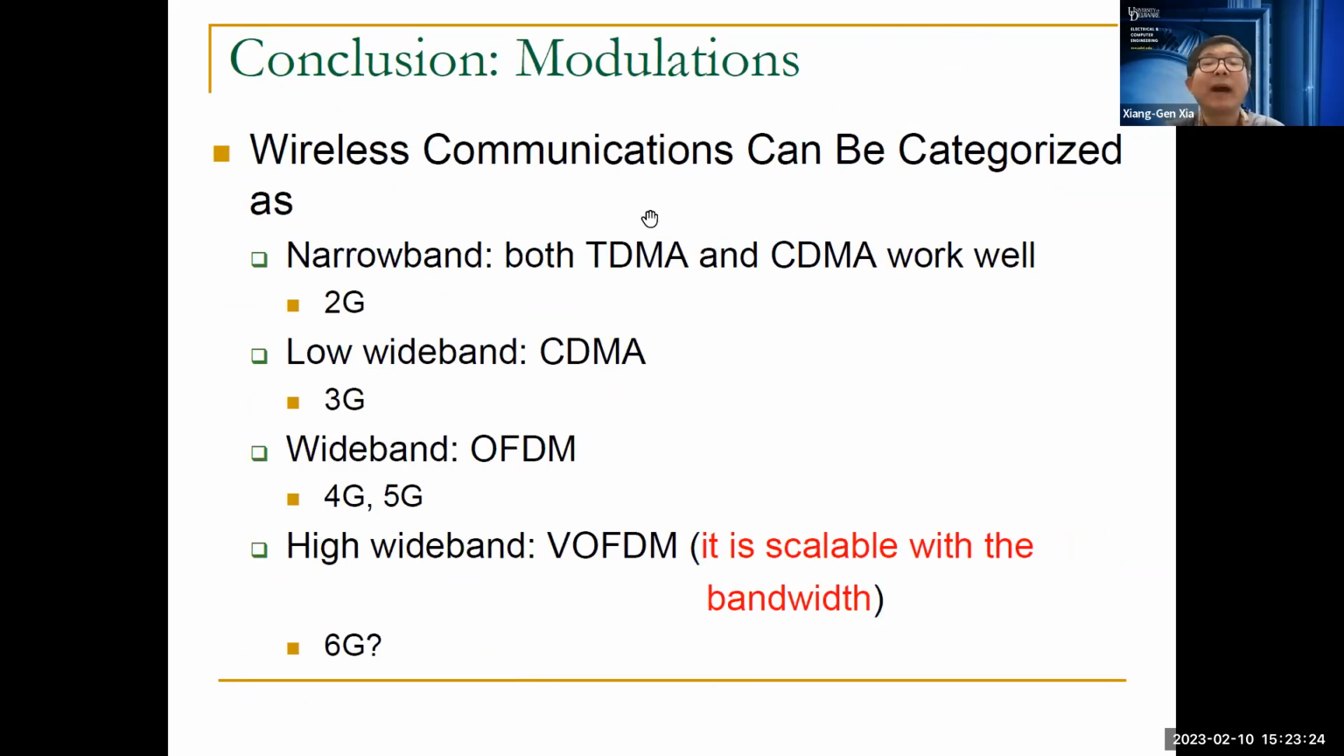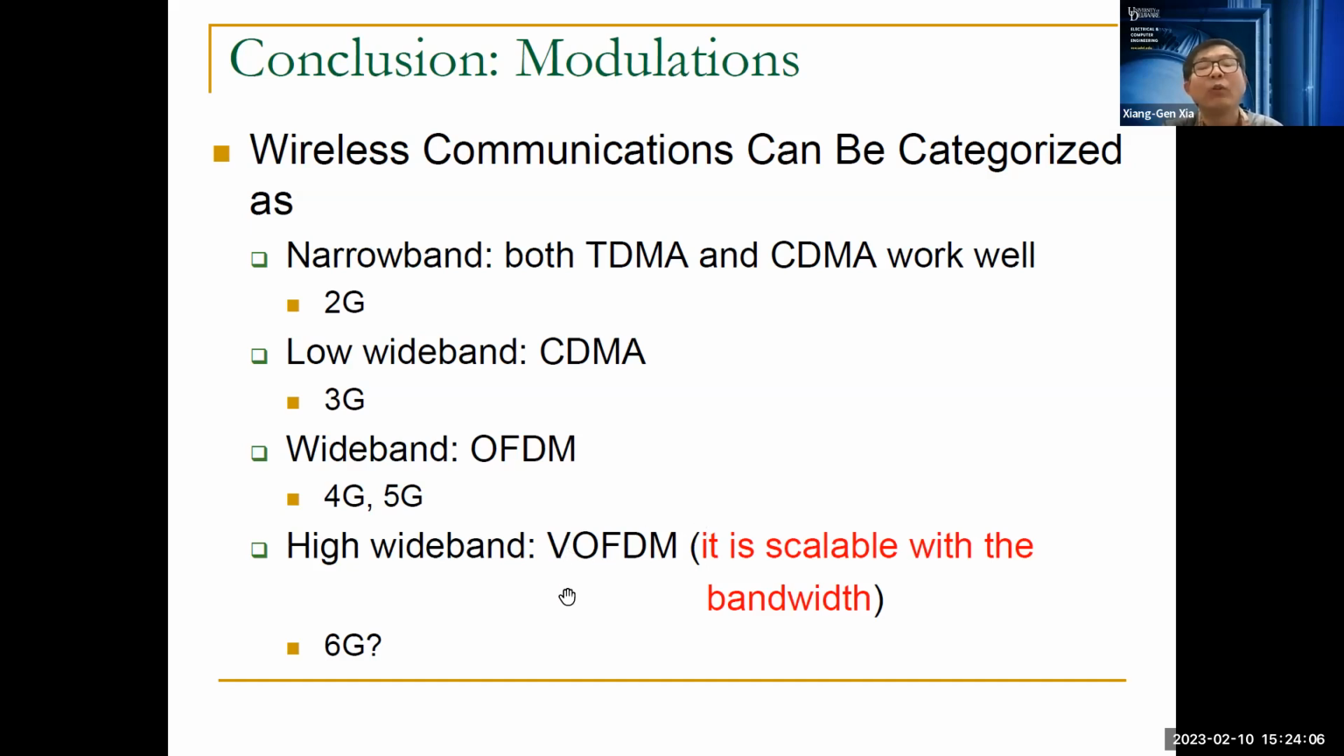In my opinion, wireless communications can be categorized into four cases. First is narrowband, like 2G, where both TDM and CDM work very well. Then medium or low wideband CDMA, like 3G, with 11 megahertz or 10 megahertz bandwidth. Then you have wideband OFDM, like 4G, 5G, let's say 20 megahertz, 40 megahertz, 100 megahertz. Then you have very wideband channels, like 500 megahertz or even more. Then I think VOFDM is scalable to bandwidth. Maybe a good chance, right?